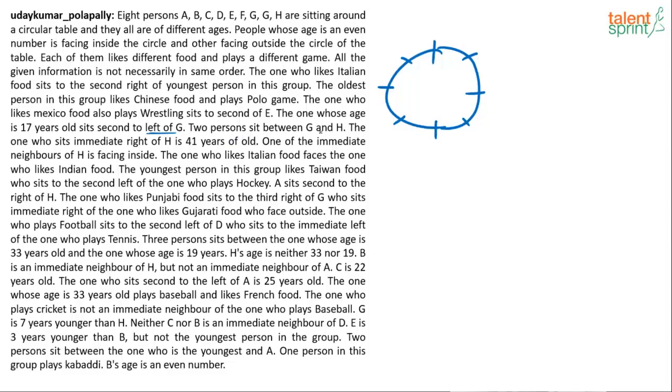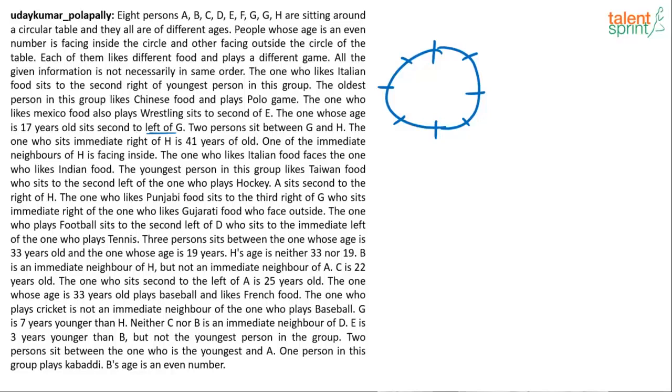2 persons sit between G and H. The one who sits immediate right of H is 41 years old. One of the immediate neighbors of H is facing inside. The one who likes Italian food faces the one who likes Indian food. Okay, so Italian and Indian should be opposite. The youngest person in the group likes Taiwan food, who sits second to the left of the one who plays hockey. A sits second to the right of H.